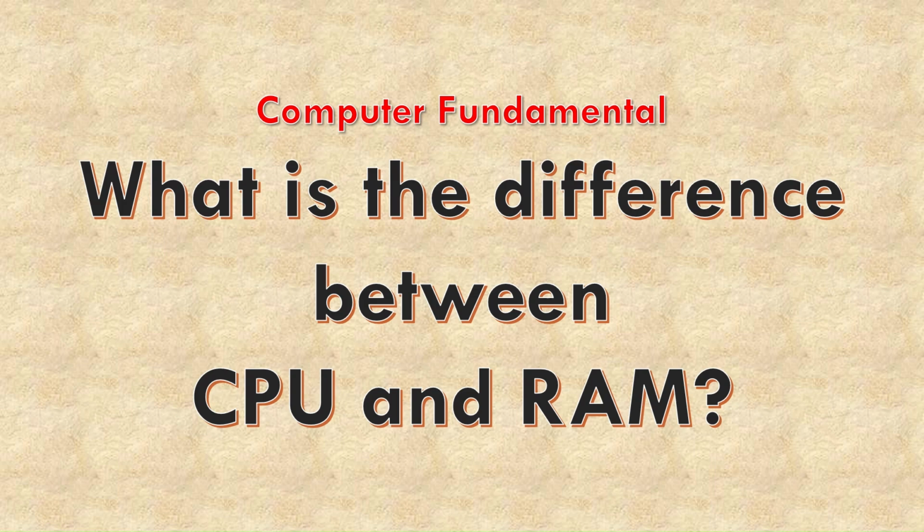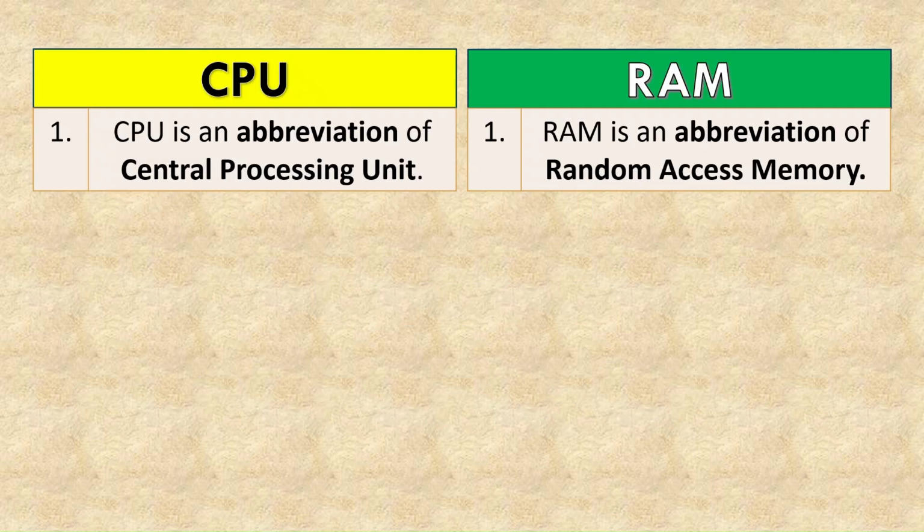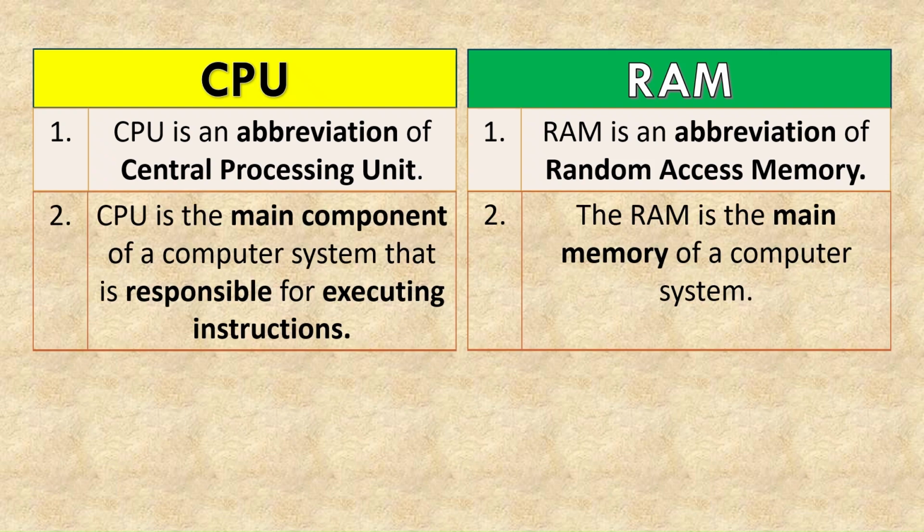In this video, we will discuss the difference between CPU and RAM. CPU is an abbreviation of Central Processing Unit. RAM is an abbreviation of Random Access Memory. CPU is the main component of a computer system that is responsible for executing instructions. The RAM is the main memory of a computer system.